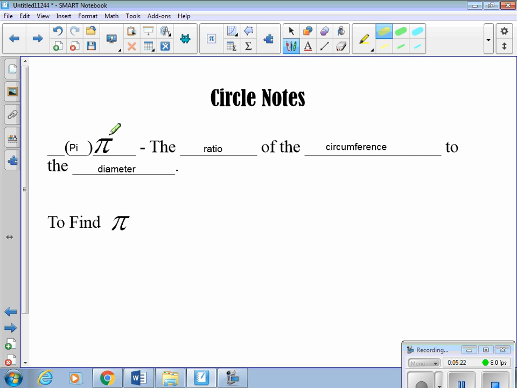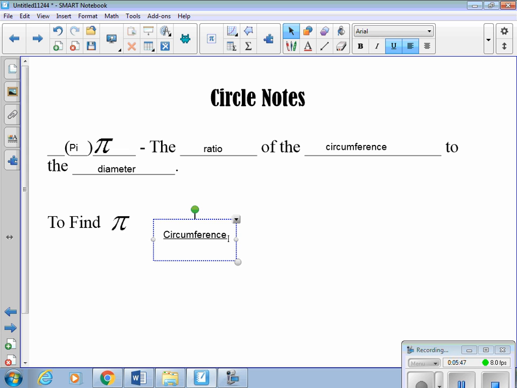But pi is the ratio of the circumference to the diameter. And in some cases, you're going to have to be able to find pi. In order to find pi, all you would do is take the circumference of the circle, and then divide that by the diameter of the circle that you've been given. And this will always equal 3.14. Whatever the circumference is of that circle, whatever the diameter is of that circle, it is going to be 3.14.